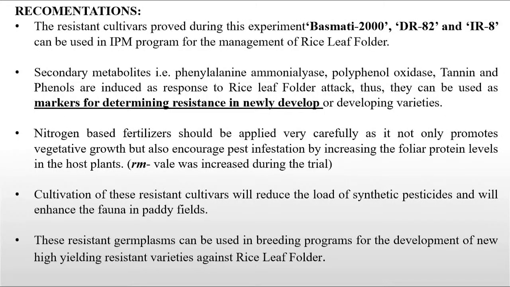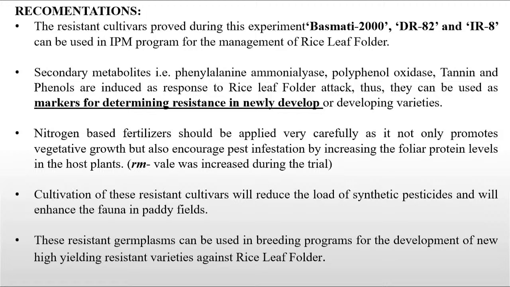So these varieties are recommended for the farming community in Pakistan against the rice leaf folder wherever the population is extensive. Secondly, the metabolites phenylalanine ammonia lyase, polyphenol oxidase, tannin and phenol are induced as a response to rice leaf folder attack. They can be used as a marker for determining resistance in newly developed or developing varieties. These enzymes can be used as a good marker in future IPM plans.